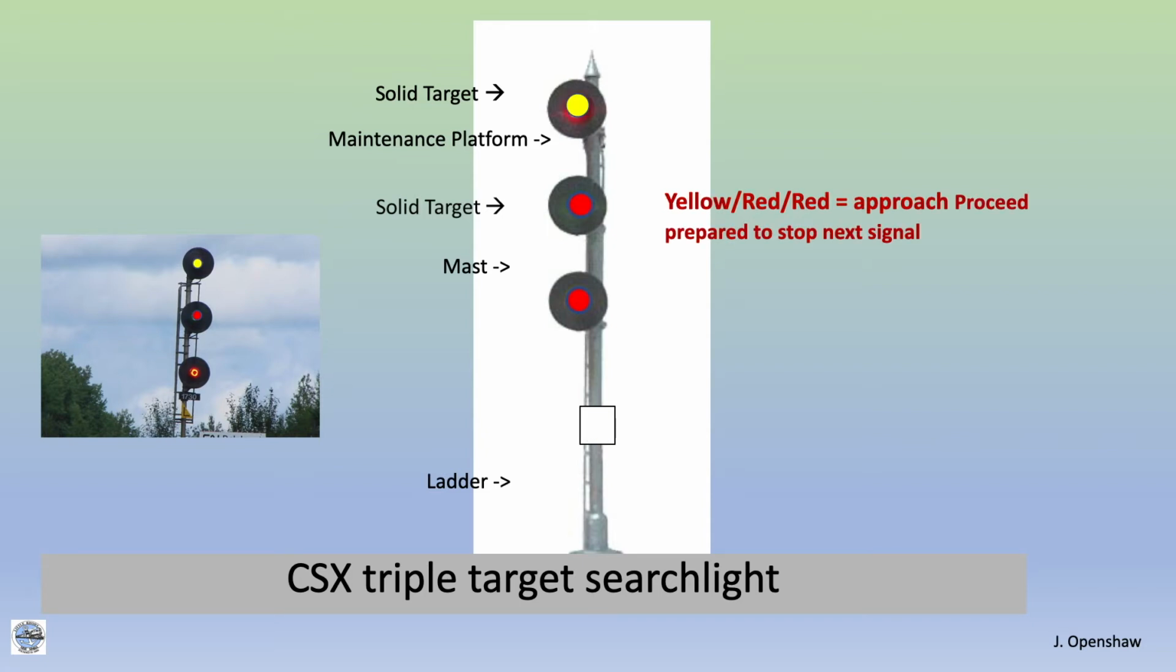Now you're going to approach. You read it again the same way. Approach the signal, not exceeding medium speed. But the thing is, when you come to an approach, your train has to be down to medium speed. So if you're doing 50, you got to be down to 30 miles an hour by that signal, prepared to stop at the next signal. Next one, Dave.